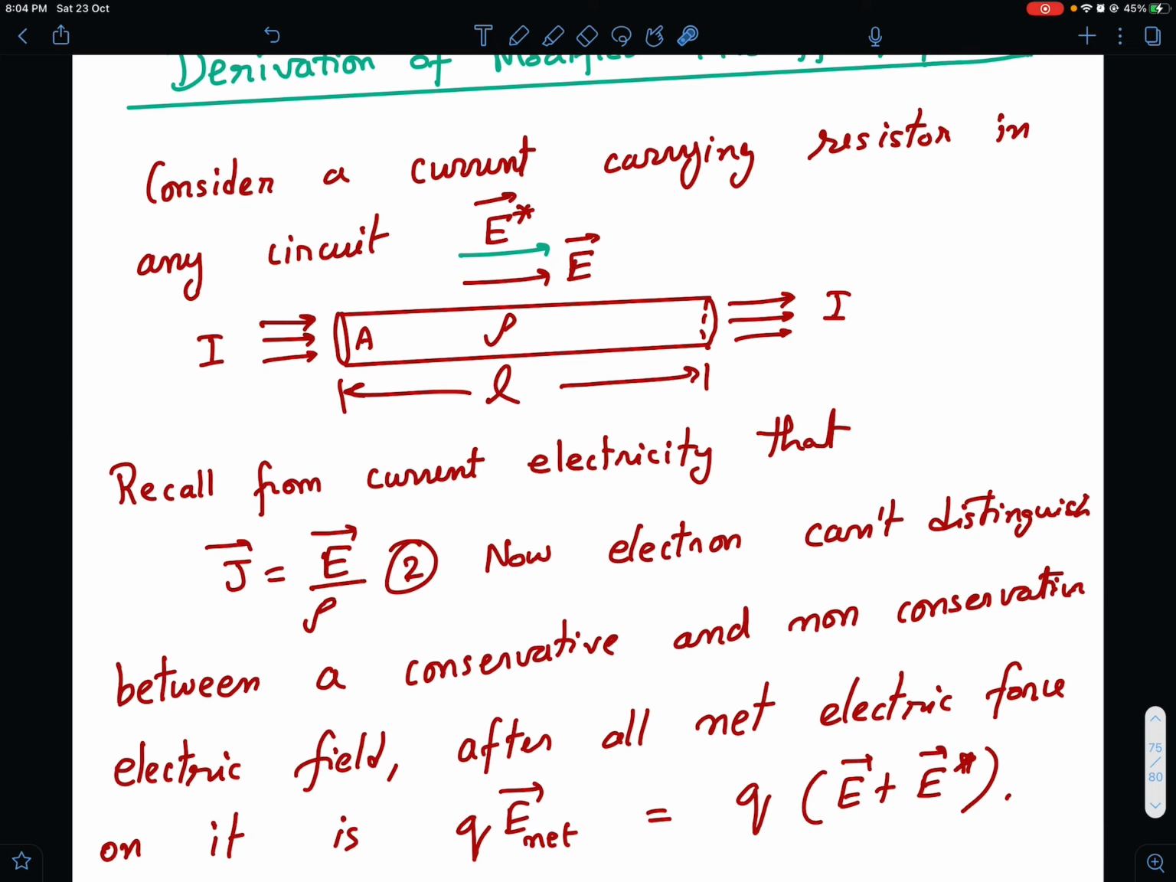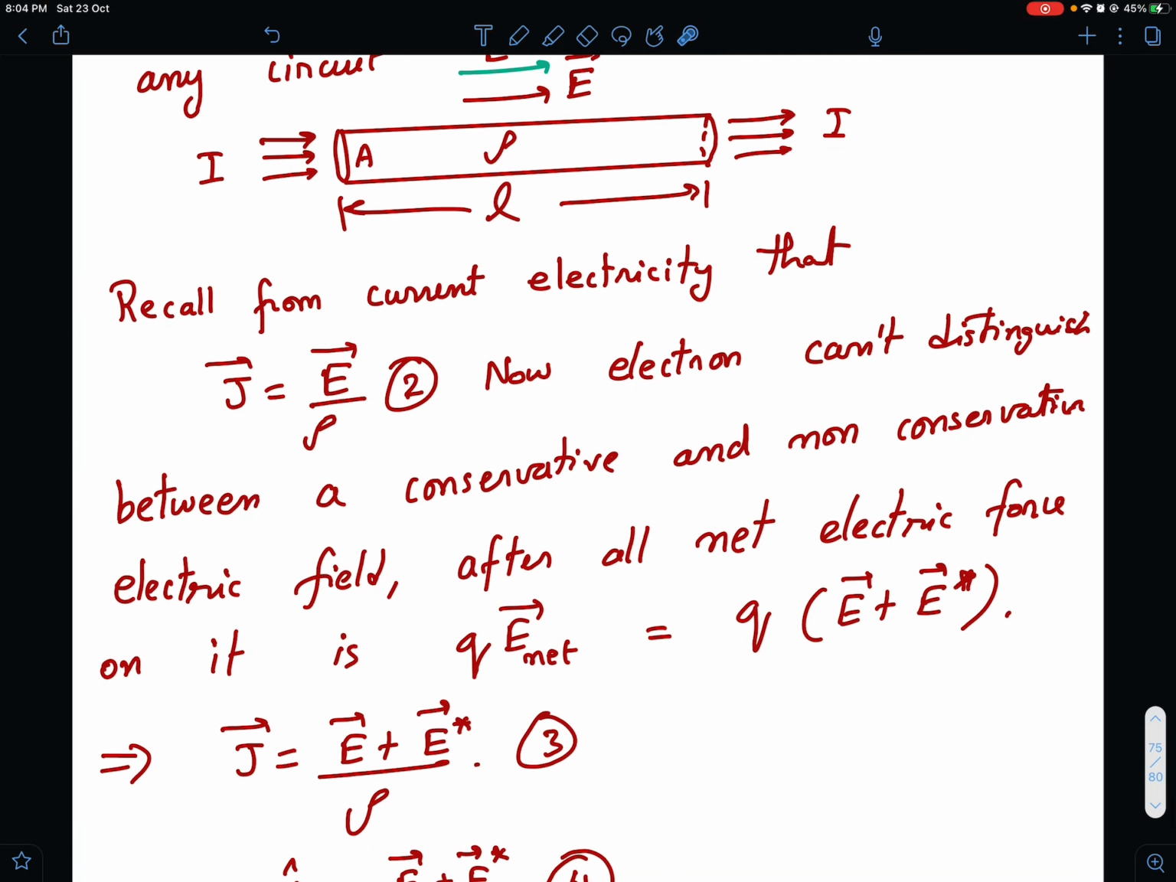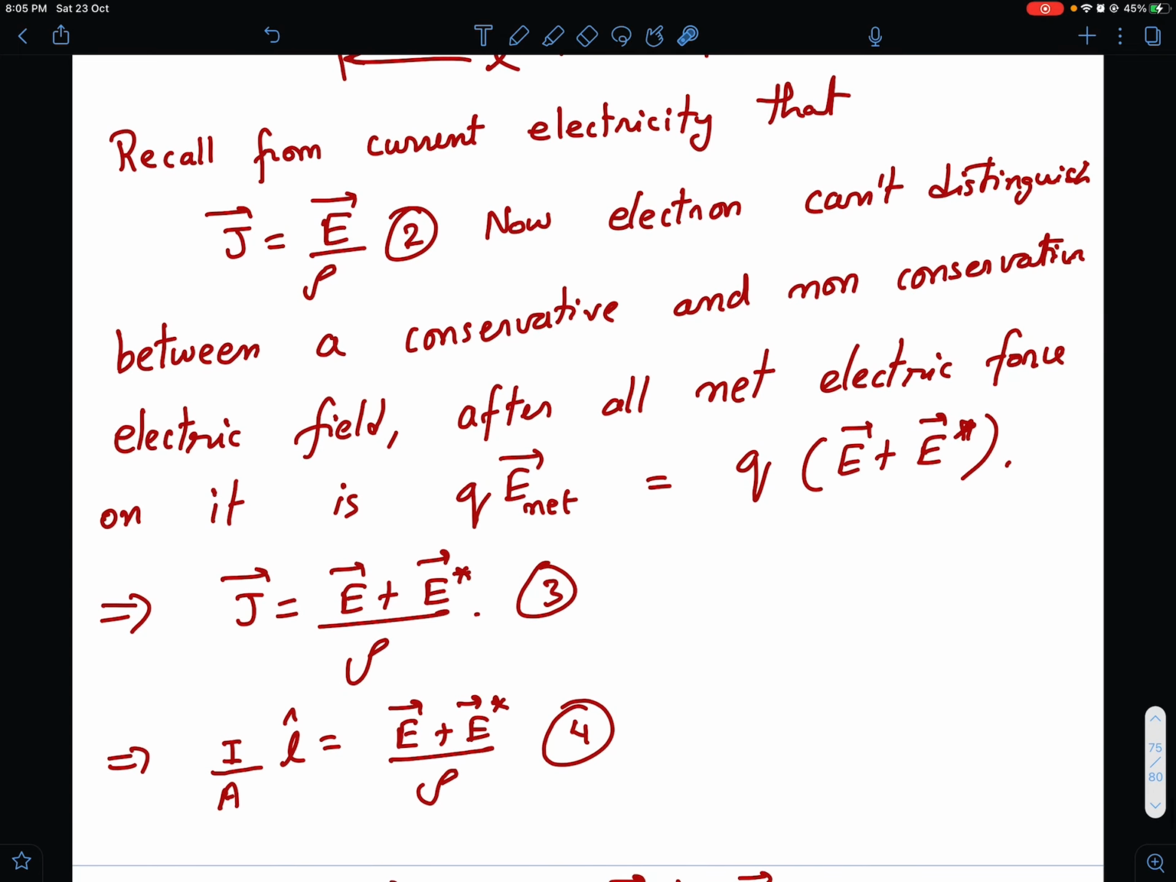So that means what? The net force on the electron is simply going to be Q times (E plus E star) due to the electric field. I am not counting the resistive force for now. So this is the net electric force experienced by the electron, and accordingly the current density equation will modify to J equals (E plus E star) divided by rho, where rho is the resistivity, E star is the non-conservative part and E is the conservative part of the electric field.